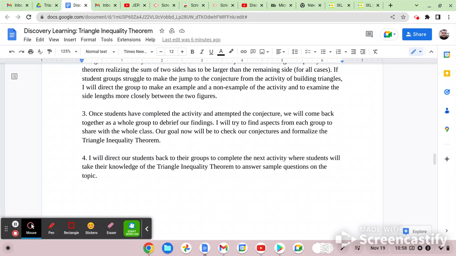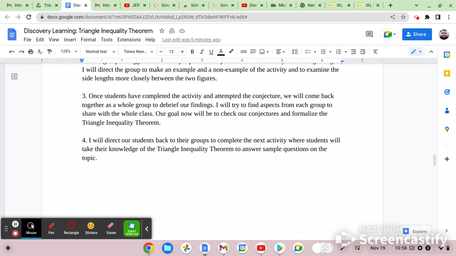Moving on. As a whole group, we're going to try to formalize the triangle inequality theorem: A plus B is greater than C, and so on. It may take a little bit for us to take all of our findings to get to that point. So step 3 as a group will be very important.